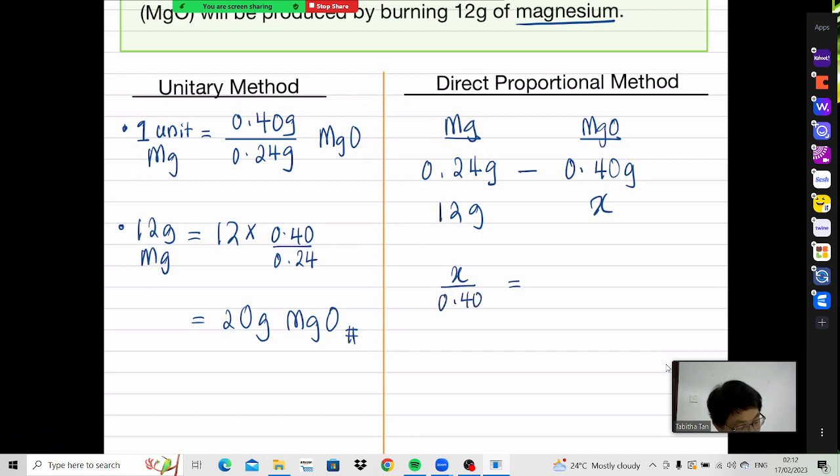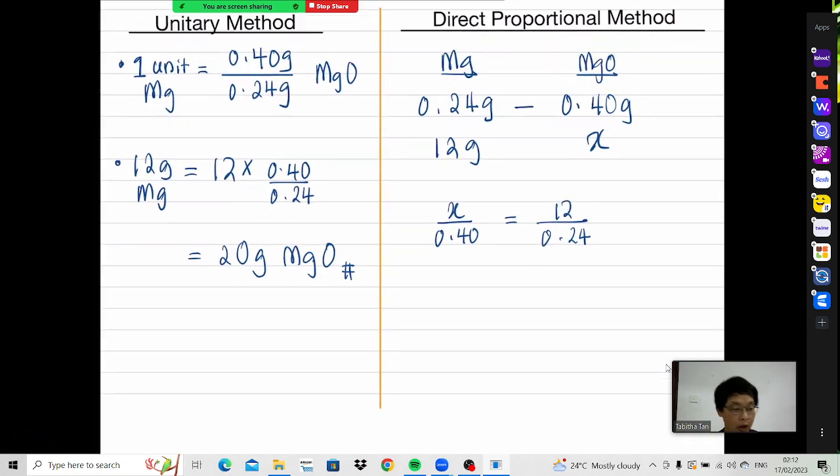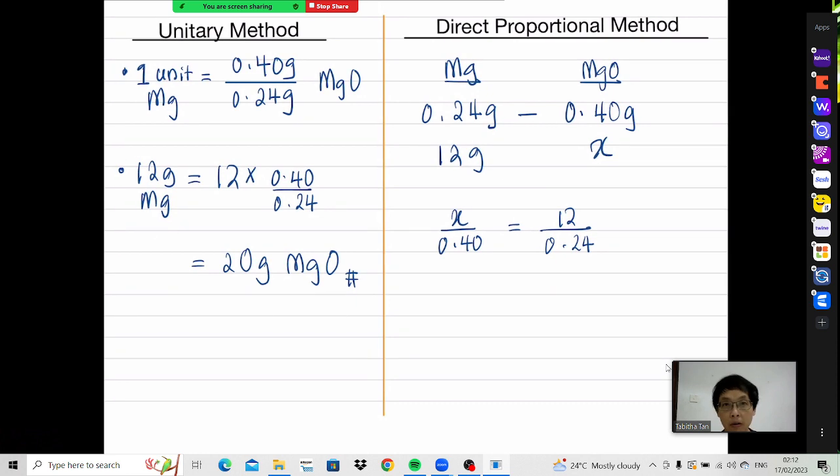And then arranging 0.24. I don't feel I'm doing maths, I feel more like flower arrangement. Okay, all right, and then so 12, 0.24 multiply that 0.40. Then you can just press a calculator, you will come up with 20 gram of magnesium.